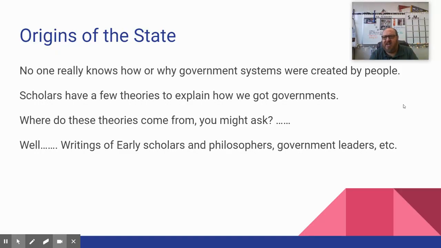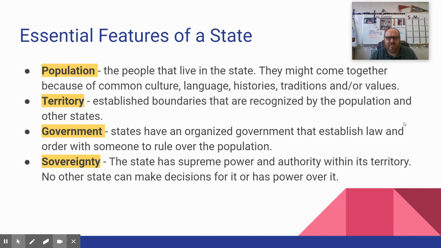So where does state come from? Where does government come from? How did we get government? There's a lot of theories on that. Where did they get these theories from? Well, by reading writings from philosophers, early government leaders, early scholars, from the Greeks and the Romans, those kinds of people. Basically, it comes down to this, okay?